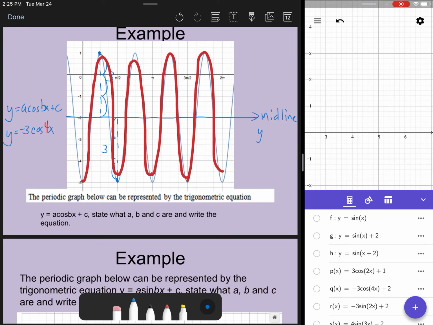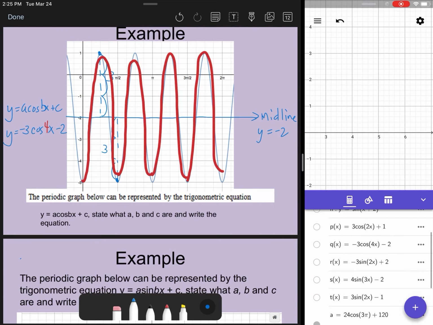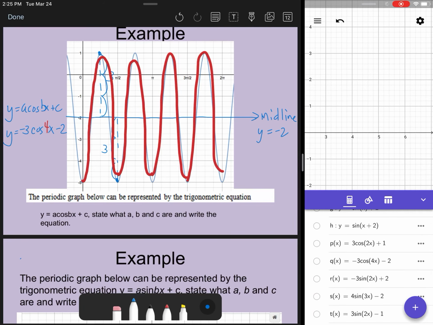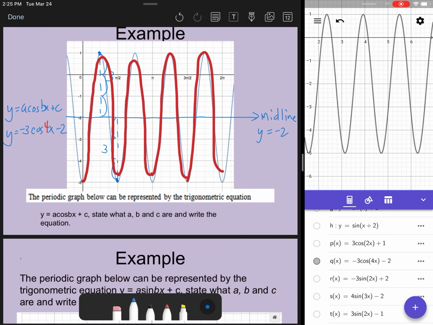How many units has it been moved? Again, go to that midline. What's your midline? The equation of the midline is y equals -2. That means our C value is going to be -2 because it's been shifted 2 units down from the x-axis. Okay, and we can plug it into GeoGebra to check our work.